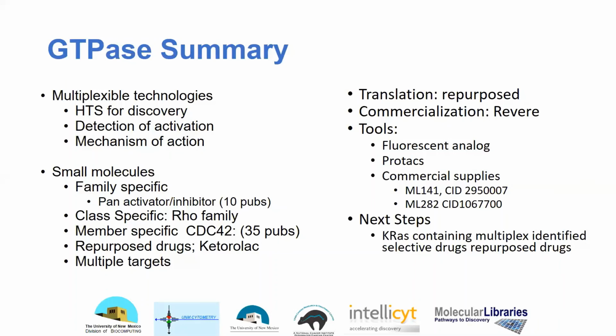These investigations have led to translation of repurposed drugs, a startup company for commercialization, a number of tools, and the potential for moving into KRAS family mutations as targets as well. It is worthwhile noting that by screening under multiplex conditions, information about small molecule selectivity is obtained even in the primary screening stage.